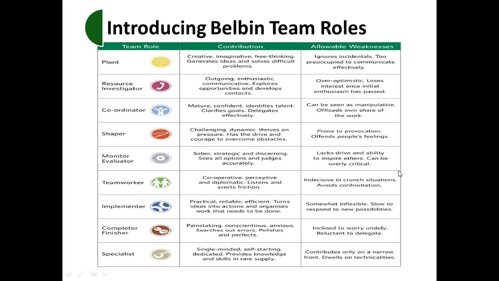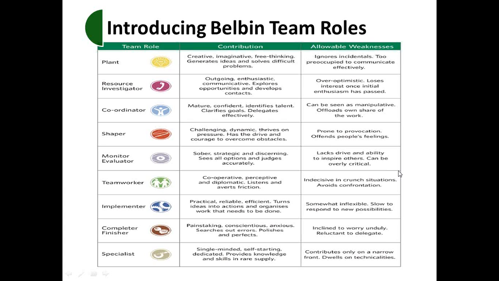The third is the coordinator, and the coordinator, you can see, is characterized by the conductor symbol, because that's probably the best way of viewing a coordinator. The orchestra is conducted by them. They're mature, they're confident, they understand people's goals, and they delegate effectively. One allowable weakness, however, of coordinators is because they delegate, they can often see themselves as offloading parts of the work that are difficult and that they're really reluctant to do. So they can be seen by some people in difficult circumstances as being slightly manipulative.